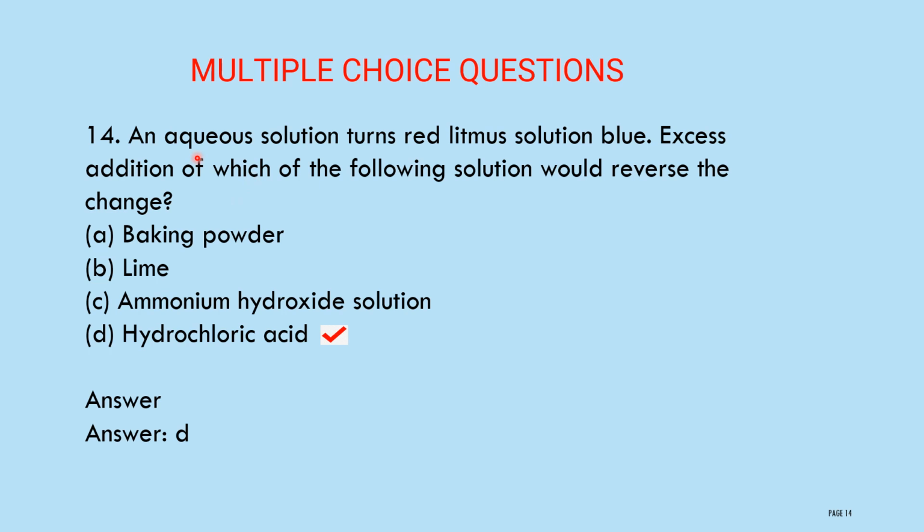If an aqueous solution turns red litmus paper to blue, it indicates the aqueous solution is a base. If you add a larger amount of hydrochloric acid to a particular base, it will get neutralized; acid and base react to form a salt and water. If you add extra acid, the percentage of acid in that aqueous solution will be more. Then there is a chance of reversing the change: the blue color may change to red. Therefore, the correct answer for this question is option D.